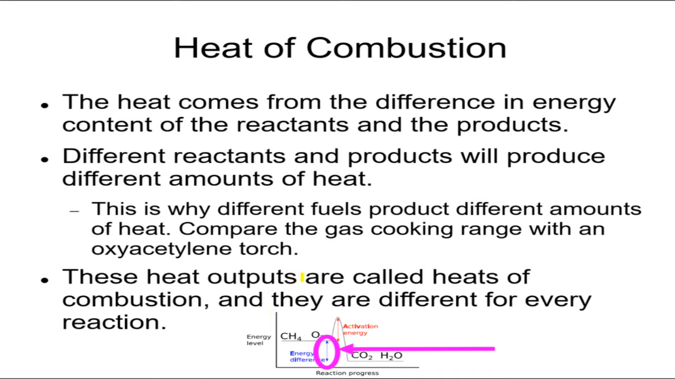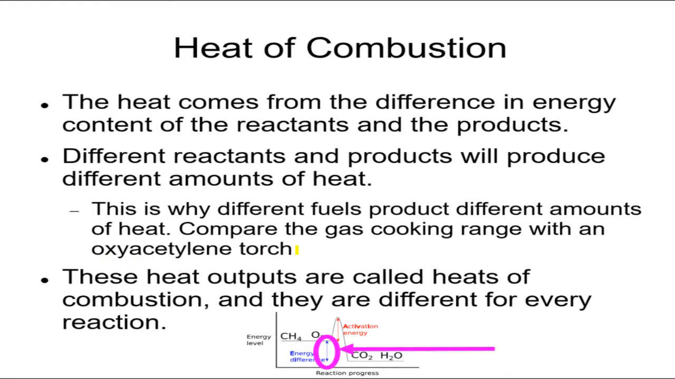Really high up there, then the energy difference from here to there is going to be a lot. You're going to be producing a lot of heat, a lot of energy. And this is the difference between using methane and oxygen and an oxyacetylene torch.